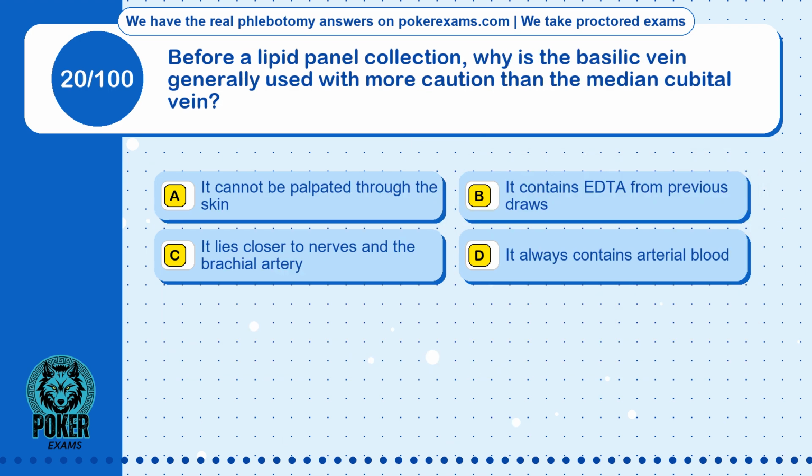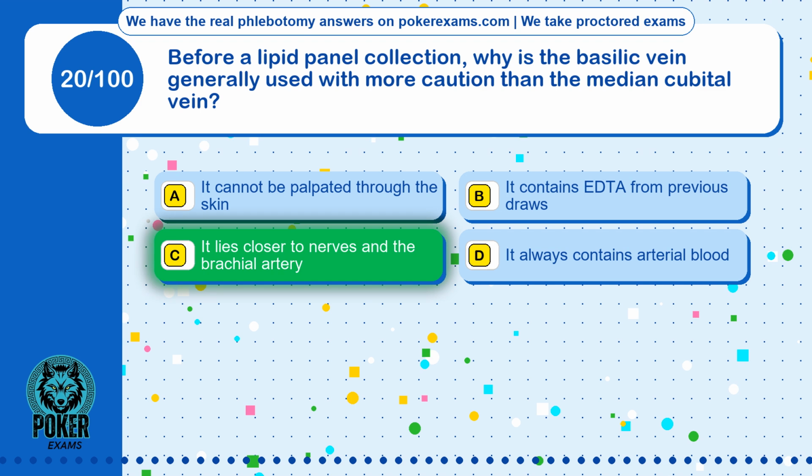Question 20. Before a lipid panel collection, why is the basilic vein generally used with more caution than the median cubital vein? Option A. It cannot be palpated through the skin. Option B. It contains EDTA from previous draws. Option C. It lies closer to nerves and the brachial artery. Option D. It always contains arterial blood.